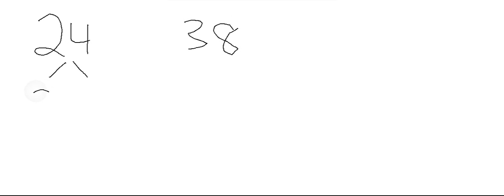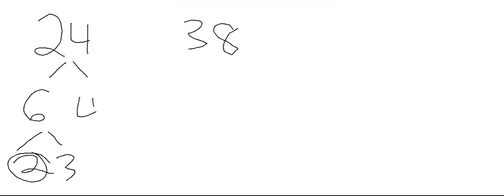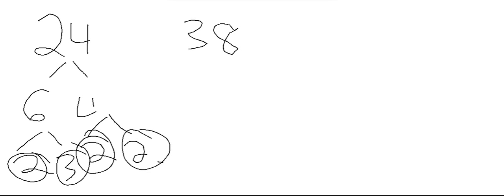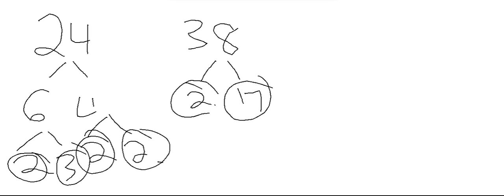So, let's get started. First you want to do the prime factorization of the numbers you want to find the greatest common factor for. Last video we showed you how to do that. Let's just say it was 24 and 38. 24, we know is 6 times 4. 6 is 2 times 3, and 4 is 2 times 2. 38 could be 2 times 17. So now we just write that out like this.